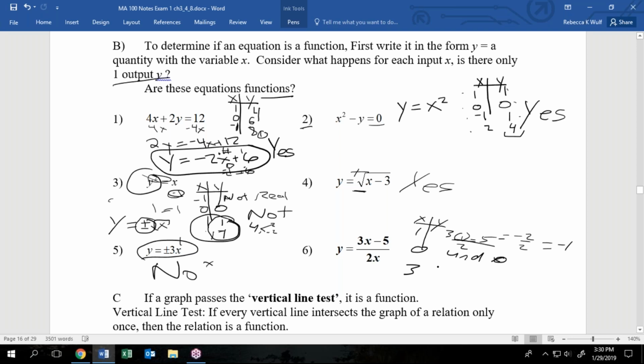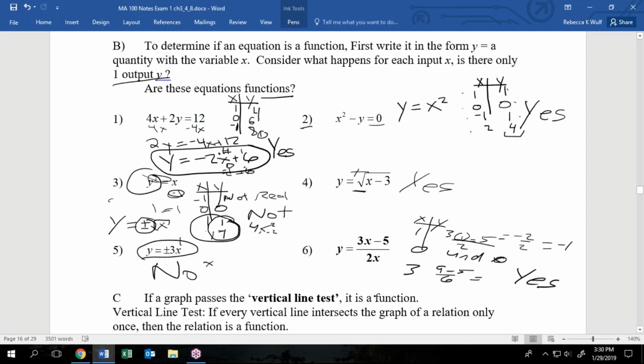But we can try some other values. For instance, if I plug in 3, 9 minus 5 over 6. Again, I don't really care what the answer is. Do I get one number here? Yes. So this one's a function. It just has some limits on its domain, which I'm going to define in my next video here.